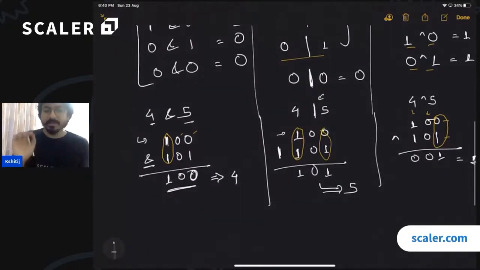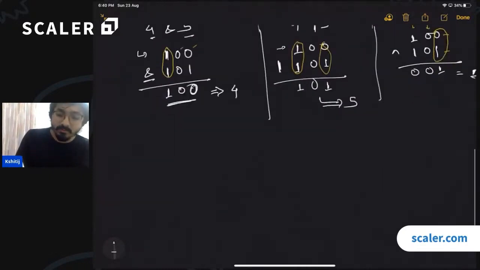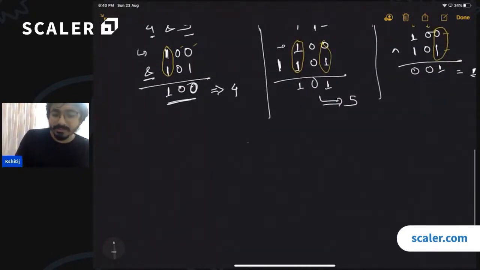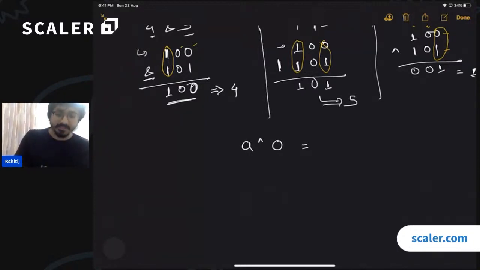Okay. Now tell me one thing. If I tell you that a is an integer and you have to calculate the XOR of a with 0, what should be the answer? Should 0 be the answer? XOR of a with 0. Correct. The XOR of a with 0 is going to be exactly equal to a.